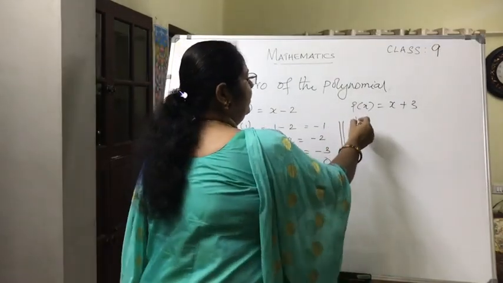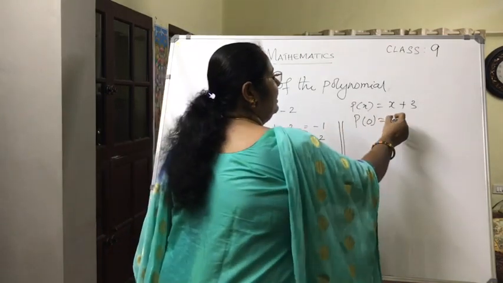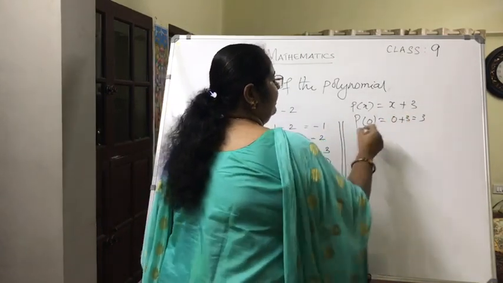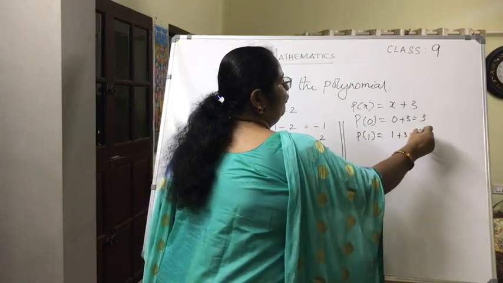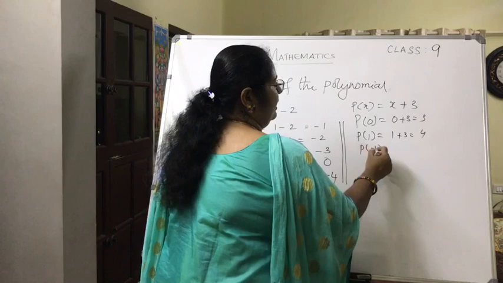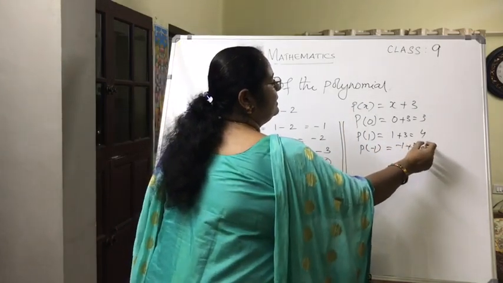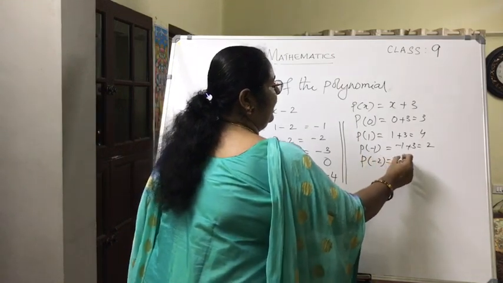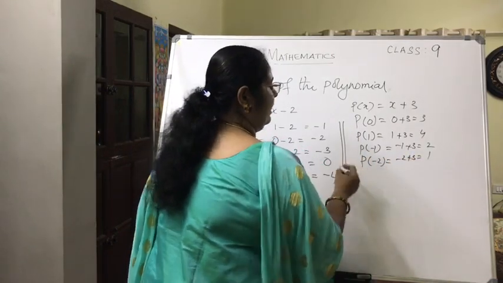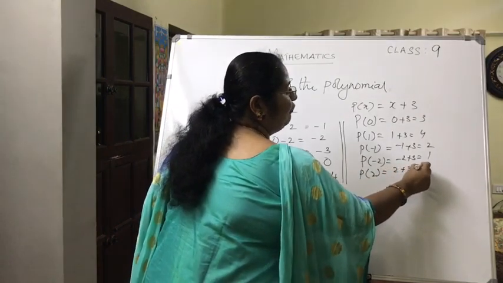Take p of 0. When x is 0, what is the value of the polynomial? 0 plus 3, 3. Find p of 1. P of 1 is 1 plus 3, 4. Find p of minus 1. P of minus 1 is minus 1 plus 3, which is 2. Now find p of minus 2. Minus 2 plus 3, which is 1. P of 2. 2 plus 3, 5.